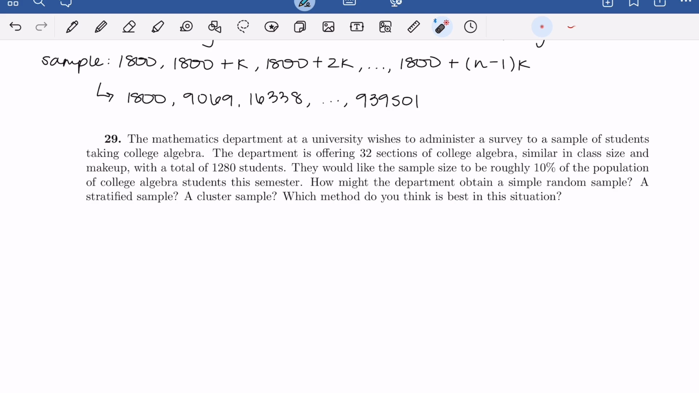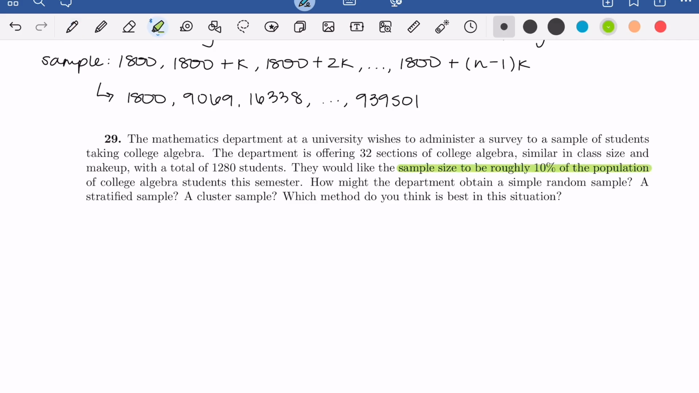So we're going to answer a few questions. The first: how might the department obtain a simple random sample, a stratified sample, or a cluster sample? And which method do you think is best in this situation? For this problem, we're going to be jotting down the procedure for obtaining these different types of samples. The first thing we have to note is that the department would like the sample size to be roughly 10% of their population.